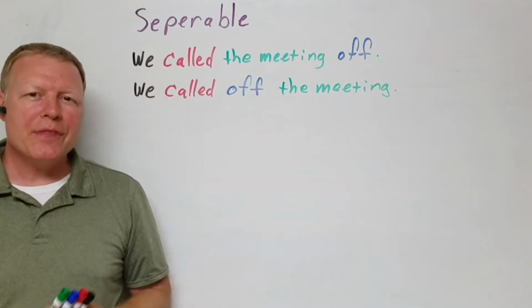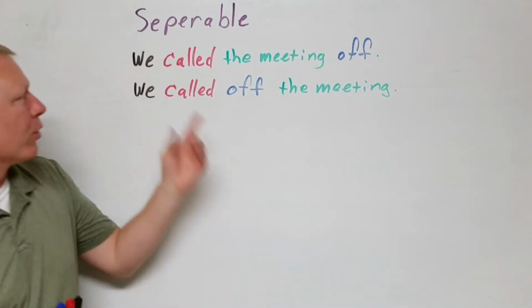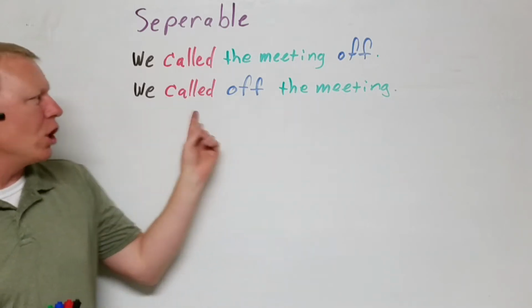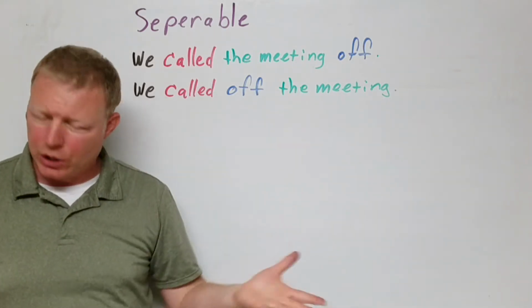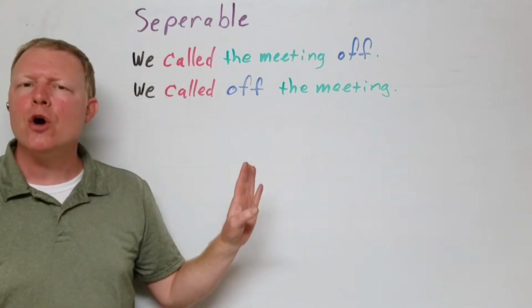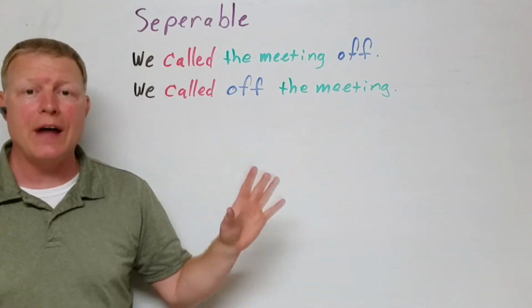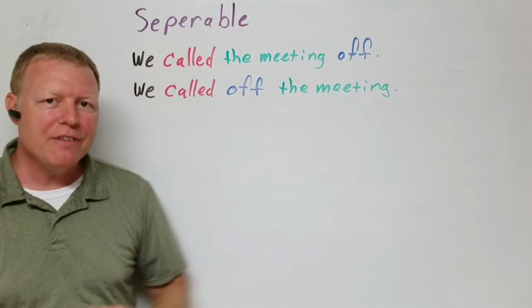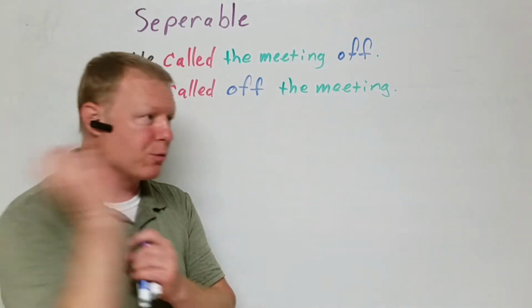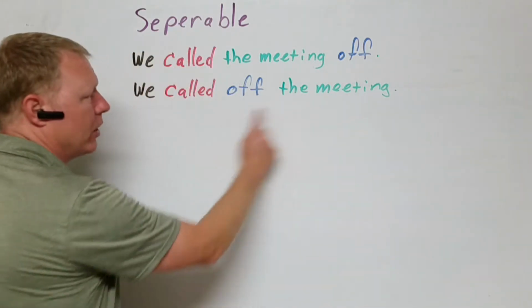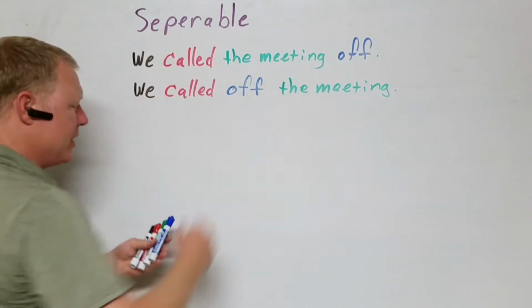Okay, so let's look at this phrasal verb that we've looked at before, to call off something, right? We called off the meeting. We were going to have a meeting. We decided no more, never mind. We will not have the meeting. We called it off. However, what did we call off? Just like I throw the ball, what did we call off? We called off the meeting. So let's look at this.